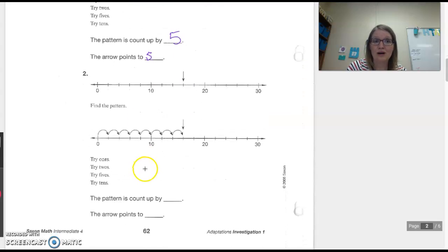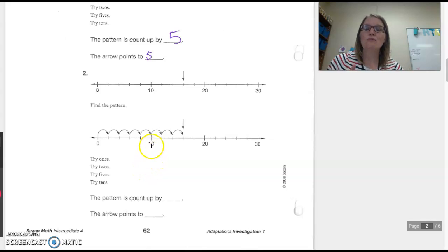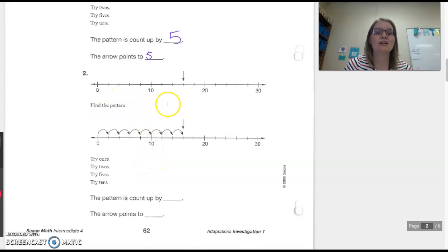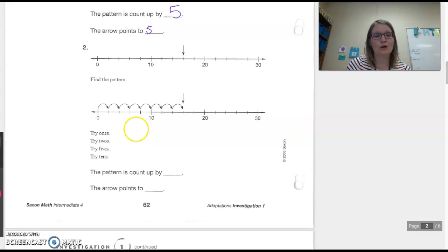I hope that you pause right now, because I would like you to find the pattern for this one. We know it's not going to be 1, 2, 3, 4, 5. Nope, that does not work. So you are going to have to figure out what the distance is between 0 and 10. I want you to pause and take a minute.